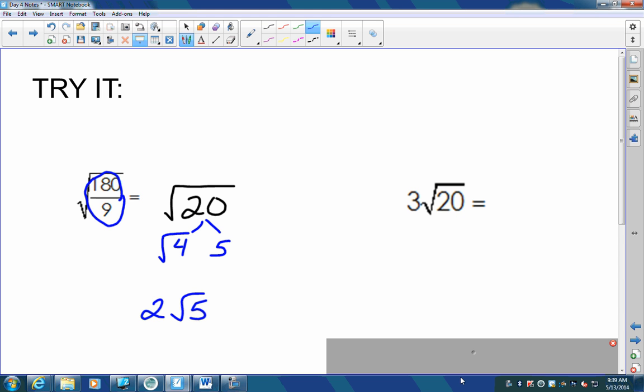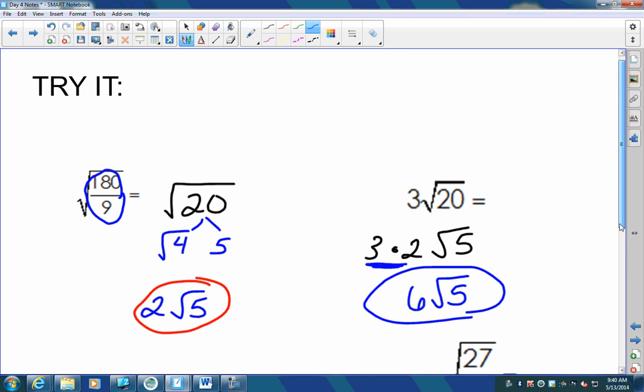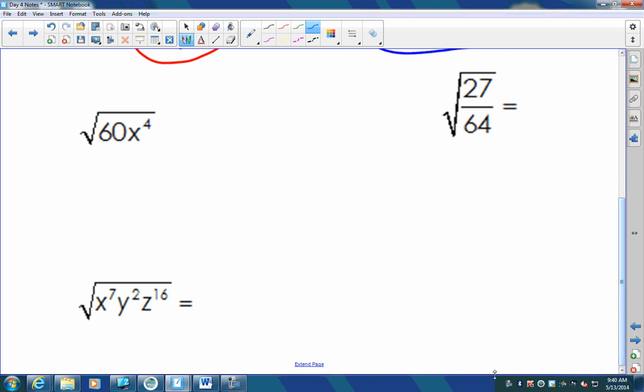The next one over here says 3 square root of 20. Didn't we just find out what the square root of 20 is? Here's 2 square root of 5. That's what square root of 20 means. So I will have 3 times, now it's 2 square root of 5. So when there's a number already outside the square root, multiply those two numbers. 3 times 2 is 6. I get 6 square root of 5. That's my answer. It's in lowest terms. Try these next 3 right now.